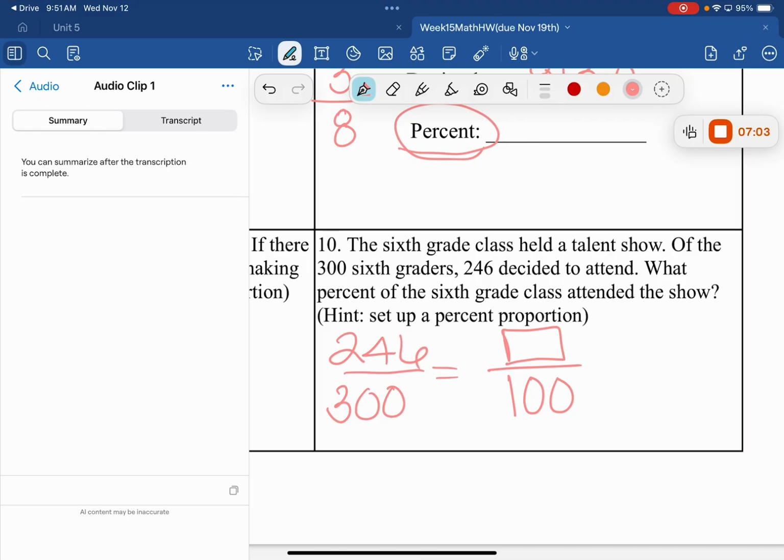There's no scale. Oh, there is a scale factor. Yes. So go ahead and figure out what that scale factor is, and then you can do it on the top.